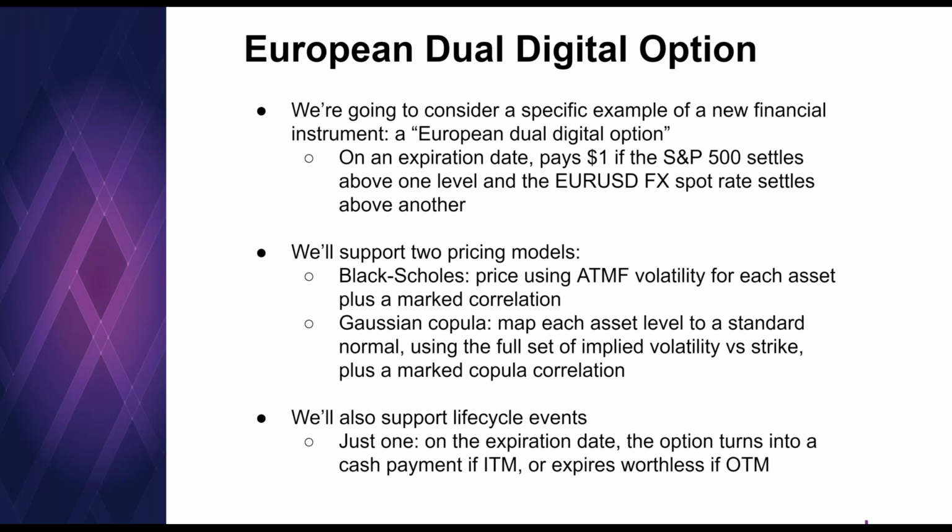We're also going to show how Beacon supports life cycle events for derivatives. That's because Beacon isn't just a pre-trade pricing system, it's an entire trading system where you can book trades and manage them through their lifetime. In the case of this European dual digital option, it has just one life cycle event, which is on the expiration date. If the option's in the money versus both those two strikes, then it turns into a cash payment. And if not, then it expires worthless. So we'll show how to actually implement that logic in Beacon instruments.